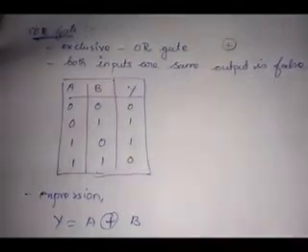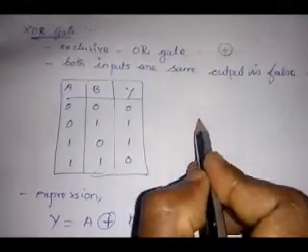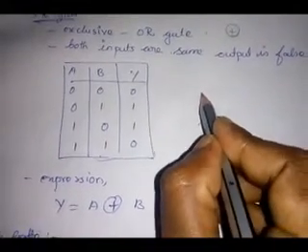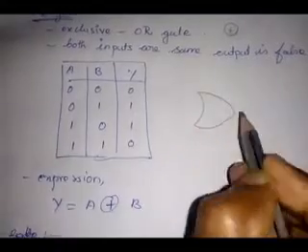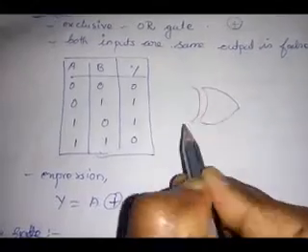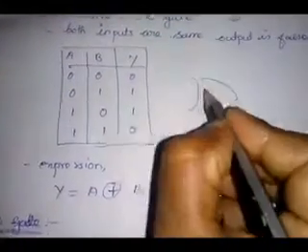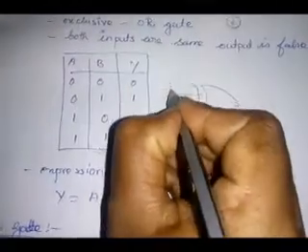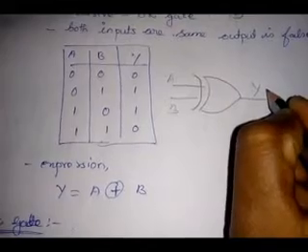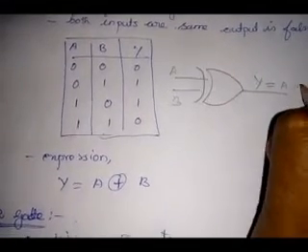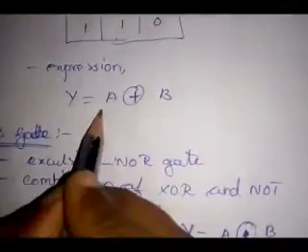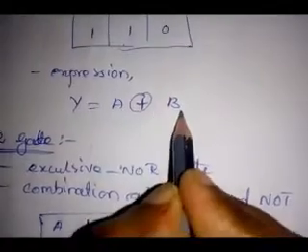Its logical symbol is just like an OR gate. For the OR gate we drew 3 arcs: 1, 2, 3. Here the XOR needs one more arc in front of it, this fourth arc. Then we have two inputs, A and B, and Y is the output. How can we write the output? Y is equal to A encircled plus B.